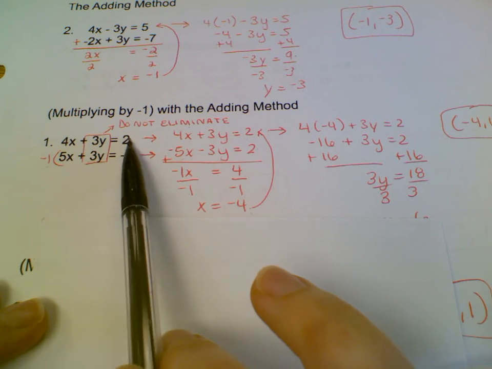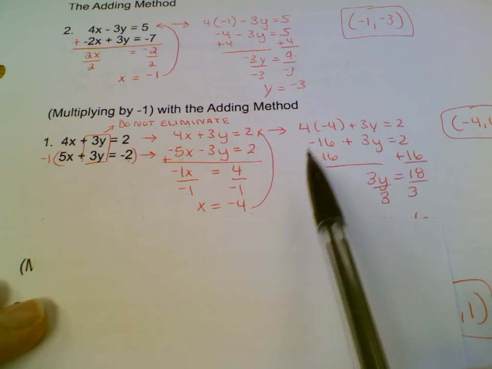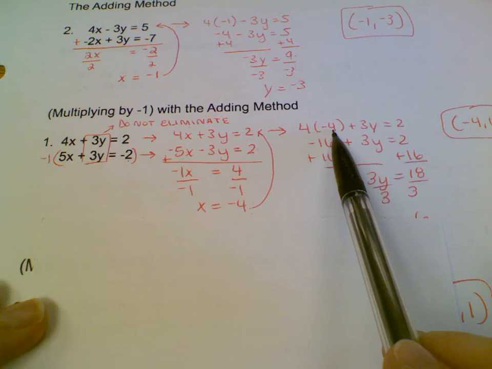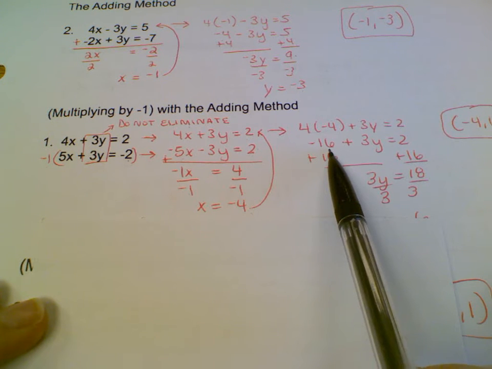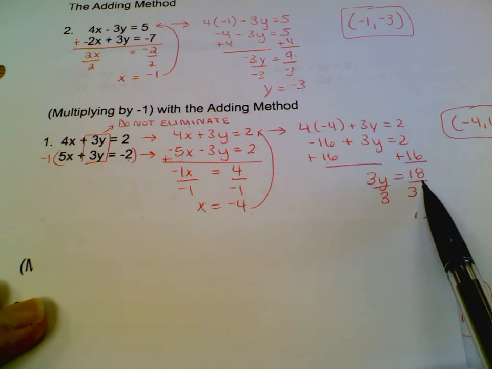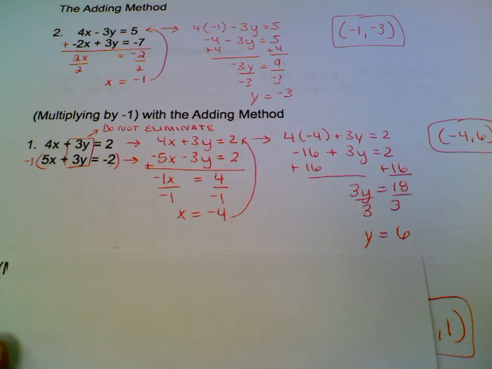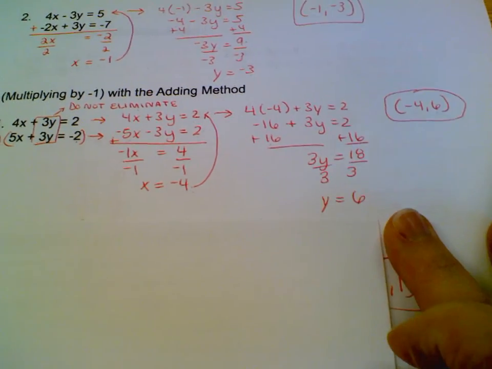I'm going to go back to this original one that's on the top. So I'm going to put negative 4 in this x spot, and then I'm going to go ahead and multiply these two so I get negative 16. Add the 16 over so I get 18. Divide by 3, and so my y is 6. So ordered pair, negative 4, 6. You're going to pause the video and try the last one.